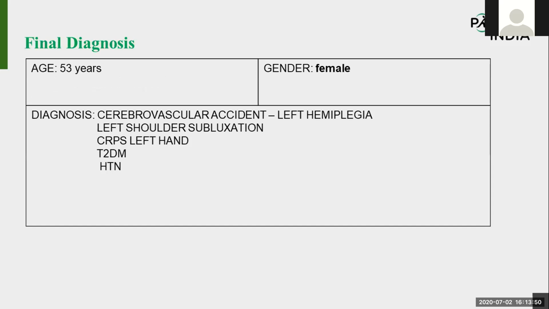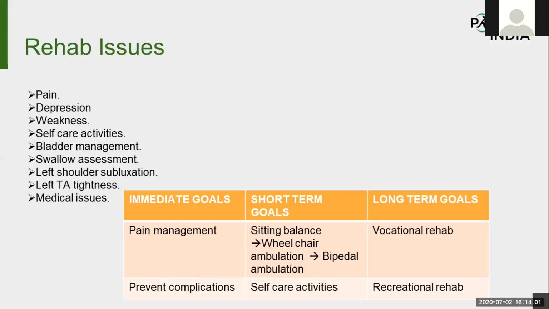Final diagnosis, she's a 53-year-old female with cerebrovascular accident, left hemiplegia, left shoulder subluxation, CRPS left hand, type 2 diabetes and hypertension. Her rehab issues are pain, depression, weakness, self-care activities dependent, bladder management, swallow assessment, then left-sided shoulder subluxation should be treated, left TA tightness was there, and her medical issues like hypertension and diabetes.